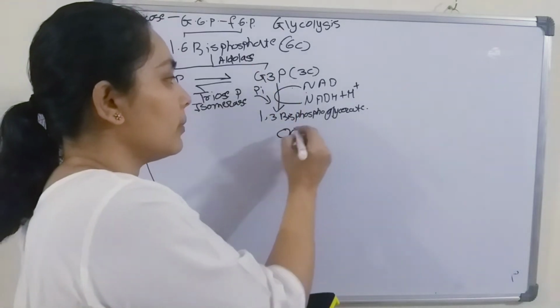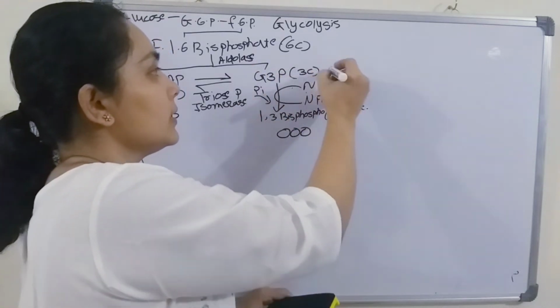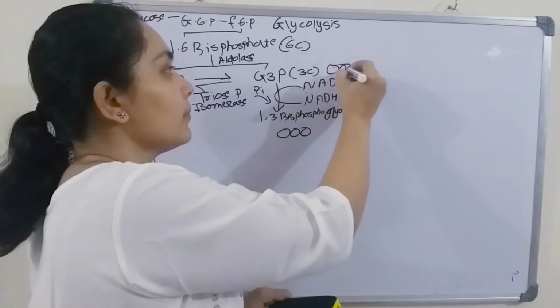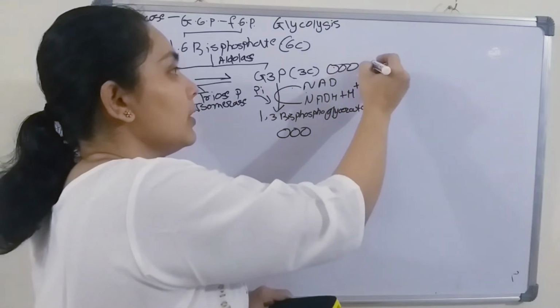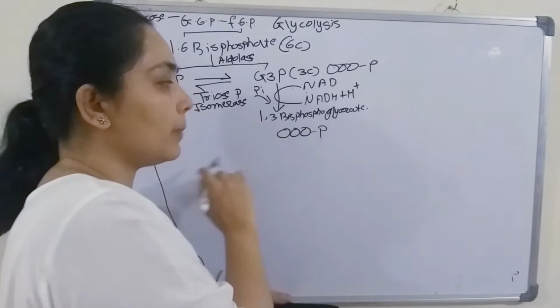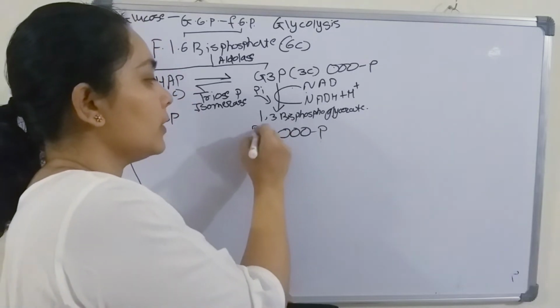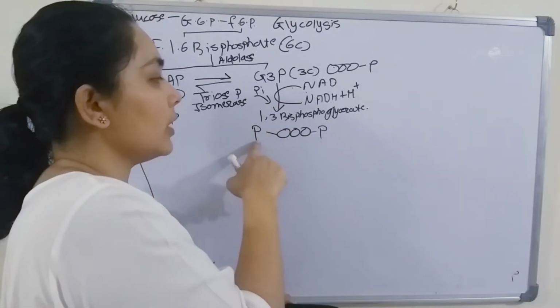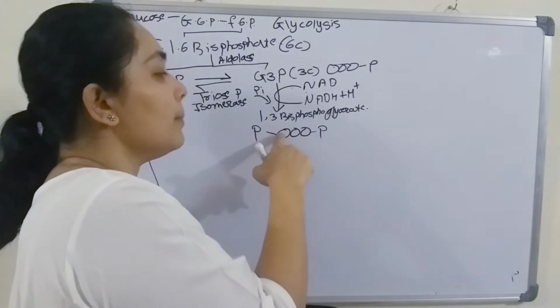glyceraldehyde 3-phosphate, which has the phosphate group at the third position. So already we have the phosphate group at the third position. Now one more phosphate group will add here at the first position. So the name of the compound is 1,3-bisphospho.